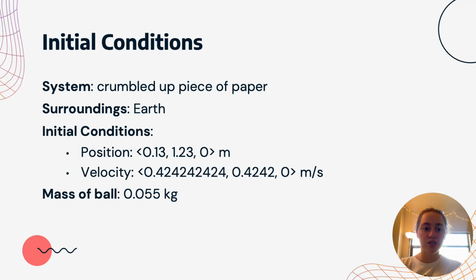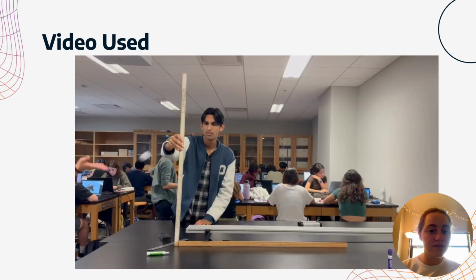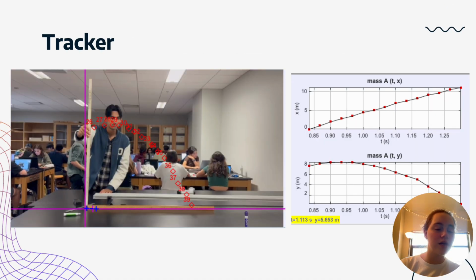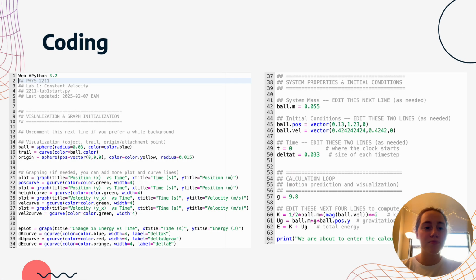The initial conditions were a crumpled up piece of paper with the surroundings being Earth, and the position and velocity are listed as follows, along with the mass. This is the video we plugged into Tracker, and then we used a point mass tracker to track the motion of that ball. And from there, we were able to input it into the code.